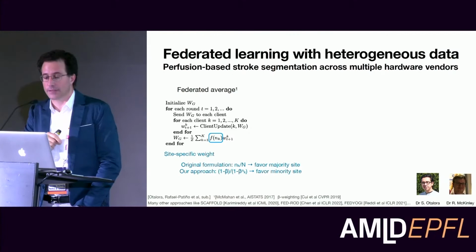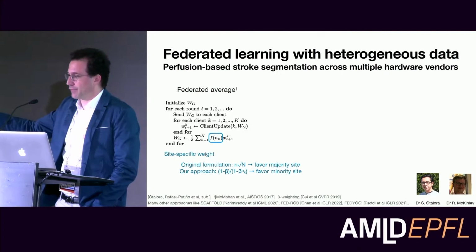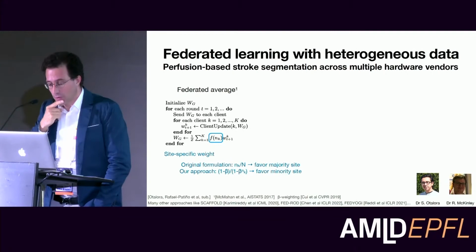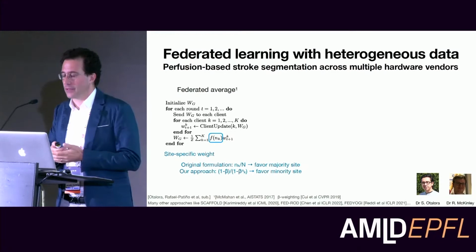And what we said is, okay, but that's a problem, because maybe you have a site that not only doesn't have much data, but also their protocol is very different. So you have two issues at the same time: heterogeneity and the imbalanced data problem. So what we tried is this beta weighting. This was originally proposed for the class imbalance problem. It's a very nice paper if you haven't seen it, but we thought, okay, you might as well apply it to the federated learning problem because it's a kind of similar problem. And so this is the data set.